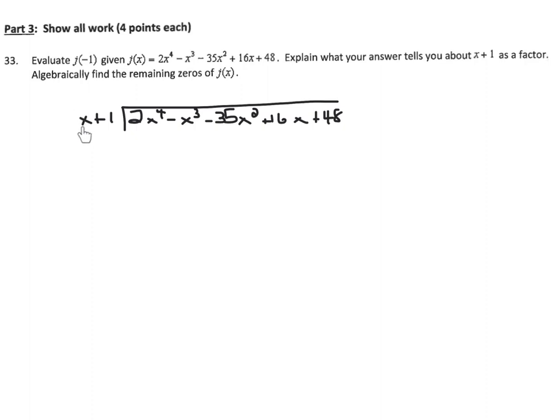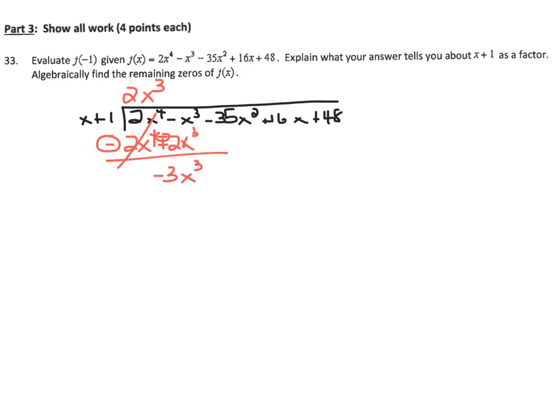So you want to say, what can I multiply x by to give me 2x to the 4th? Well, 2x cubed. All right, and then we're going to take the 2x cubed and distribute it to both terms. So 2x cubed times x would be 2x to the 4th. And then 2x cubed times 1 is 2x cubed. Okay, so then we're going to change the sign and circle. So these cancel off. Now if I combine a negative x cubed and a negative 2x cubed, that's going to give me negative 3x cubed.